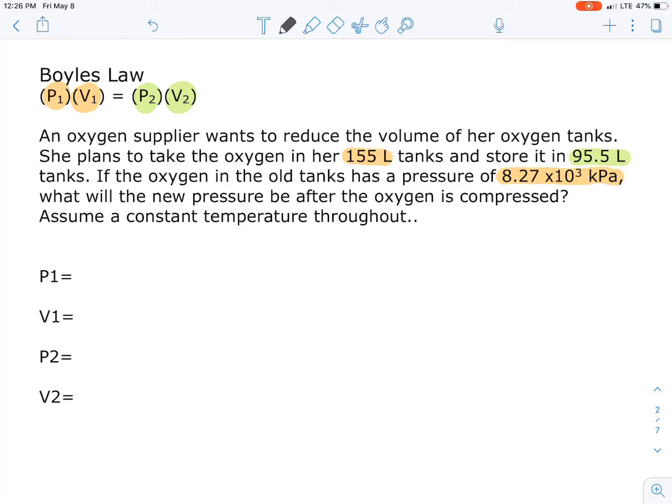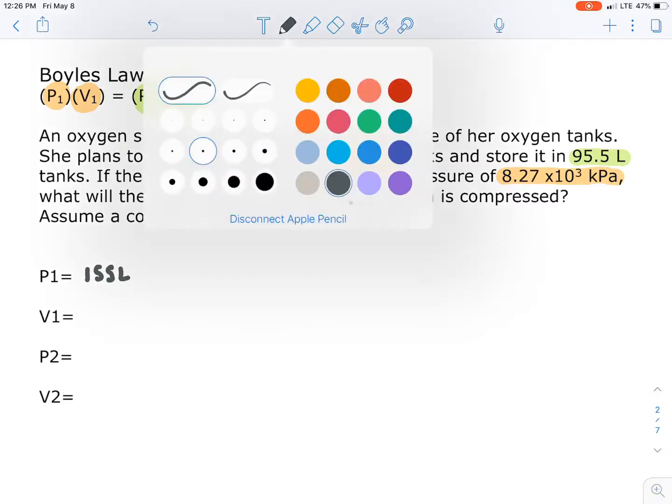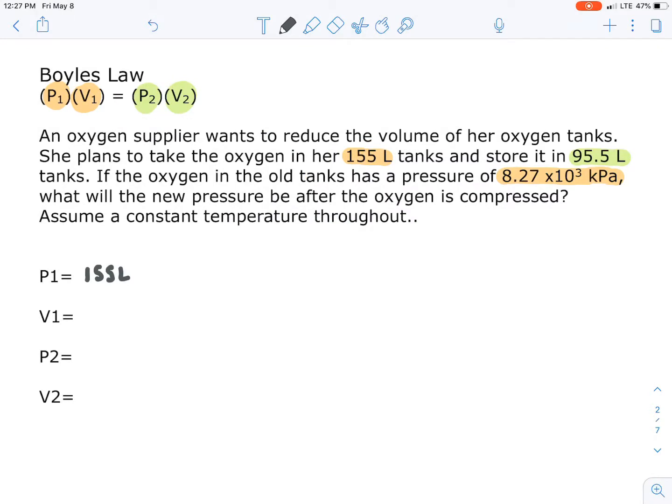All right, so let's get our givens down here. Let me change the font here a little bit. I changed the font and I wrote in the wrong spot. So the volume is 155 liters. There we go. And the pressure is 8.27 times 10 to the third kPa. All right, that looks good. And then our new volume is 95.5 liters.